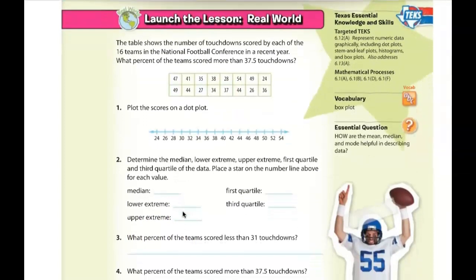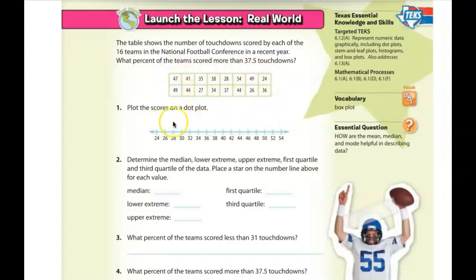Okay, so this says the table shows the number of touchdowns scored by each of the 16 teams in the National Football Conference in a recent year. What percent of the teams scored more than 35 and 5/10 touchdowns? Okay, so here is the group of all the data.